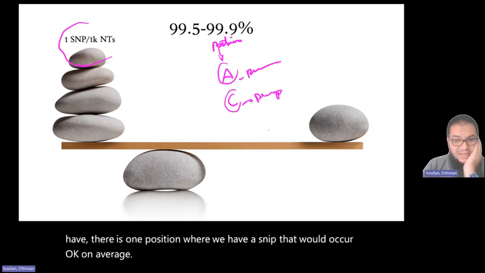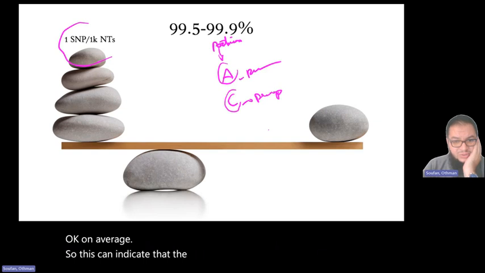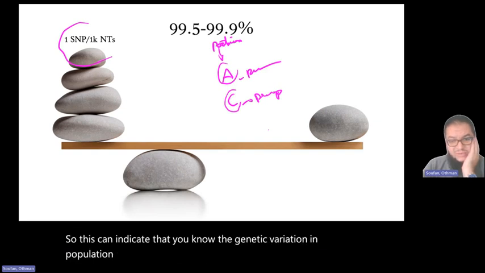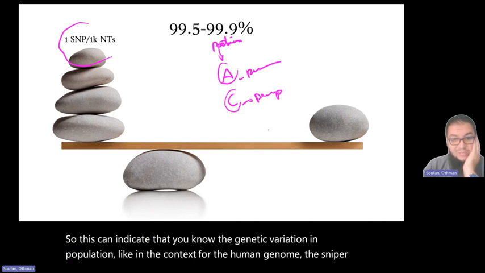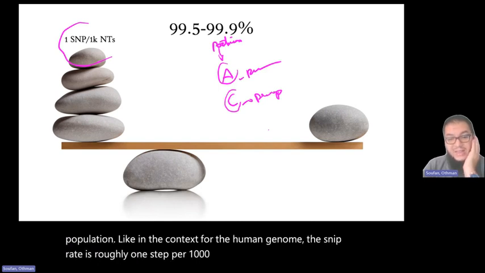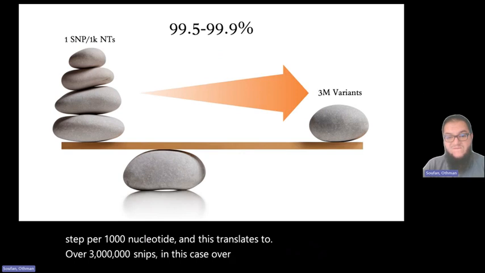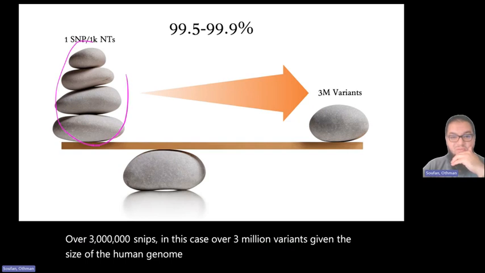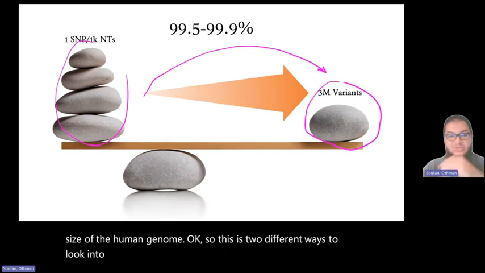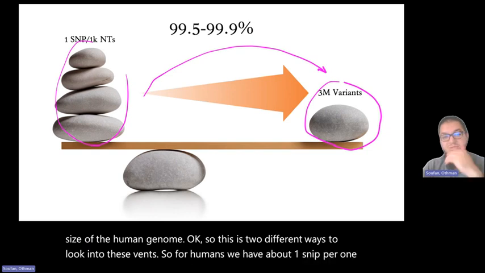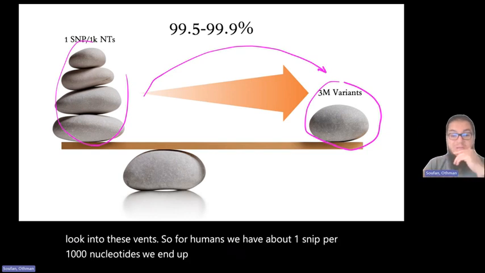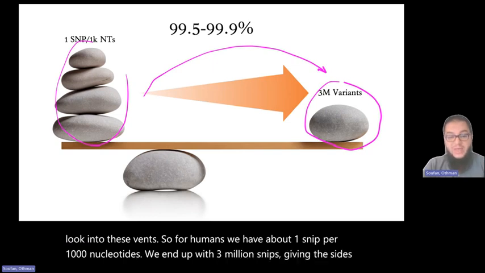So this can indicate the genetic variation in a population. Like in the context of the human genome, the SNP rate is roughly 1 SNP per 1,000 nucleotides. And this translates to over 3 million SNPs, over 3 million variants, given the size of the human genome, okay? So these are two different ways to look into these variants. For humans, we have about 1 SNP per 1,000 nucleotides, and we end up with 3 million SNPs, given the size of the human genome.